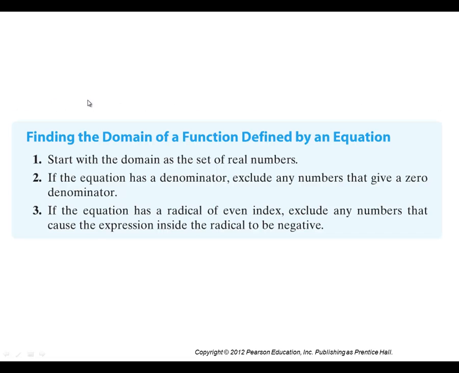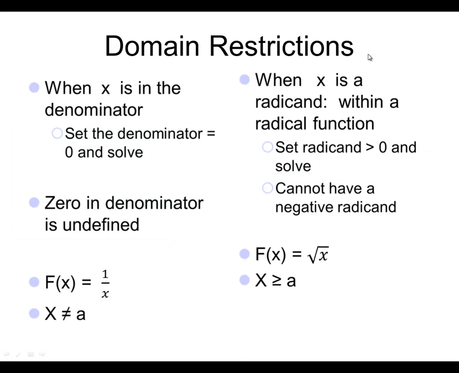you're going to have all real numbers. You're going to have a line with arrows going in both directions. And the only thing that's going to cause a break in that line is if you have an x in the denominator, or if you have an x inside the radical sign. And those are the only two. That's it. Anything else is going to be negative infinity to infinity, or all real numbers. Alright, well let's see how that looks. Domain restrictions. When x is in the denominator, you set the denominator equal to 0 and then solve.